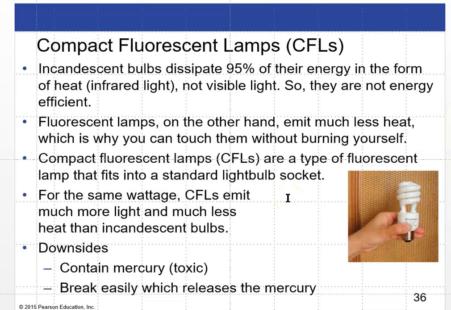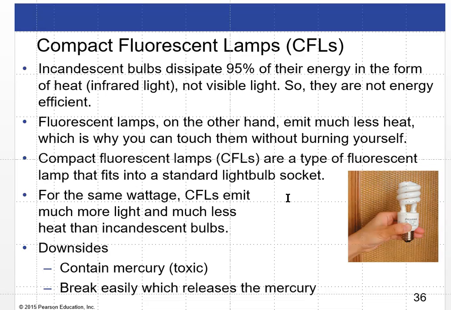The problem with incandescent bulbs is they dissipate 95% of their energy in the form of heat. And they're great for snakes. Snakes can see in infrared light, especially pit vipers like rattlesnakes. That's how they hunt their prey. Well, we're not snakes. We don't see infrared light. We see visible light. So incandescent bulbs are not energy efficient.